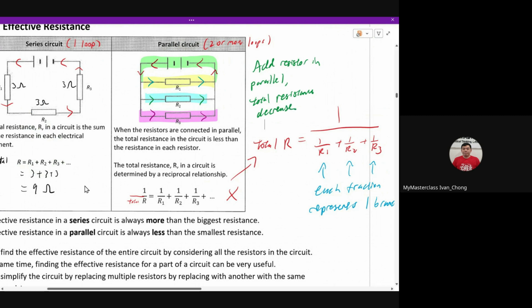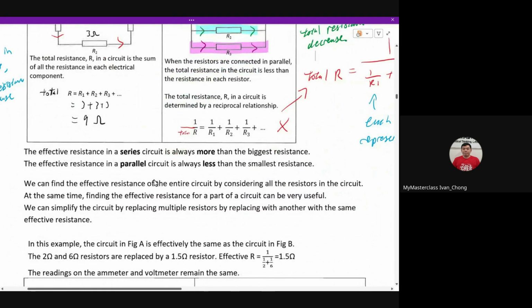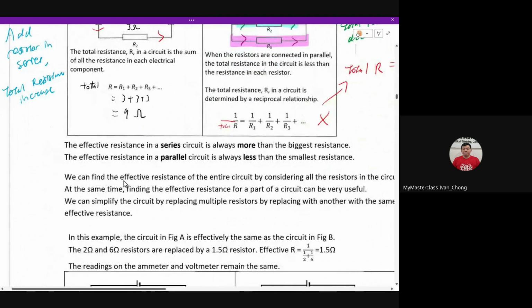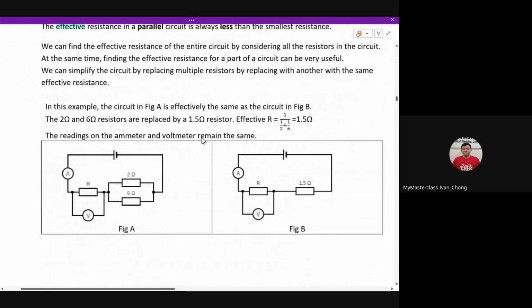So you can see over here the line here, your total resistance. Now you see this word effective resistance. This is actually the same as the word total. They mean the same thing. So your effective resistance is down here, so you can see over here.